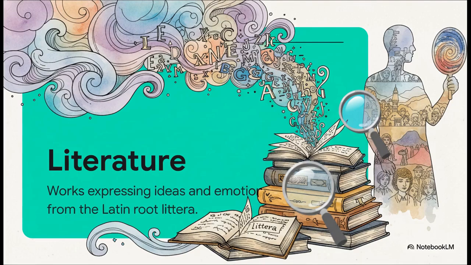Now, what's really interesting about this slide is the word itself. Literature is derived from the Latin root litera, which literally means letter. Think about how profound that is for a second. Literature is the practice of taking the most abstract, intangible things in the universe, our ideas, raw human emotions, ancient beliefs, complex experiences, and physically grounding them into written letters. It's a collection of these works serving as a mirror to the human soul.